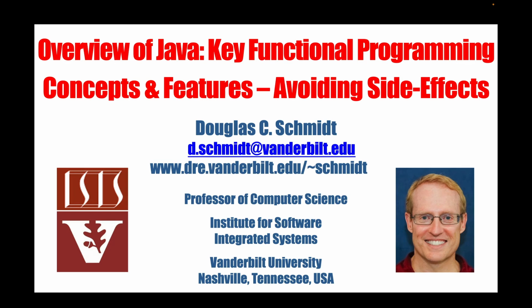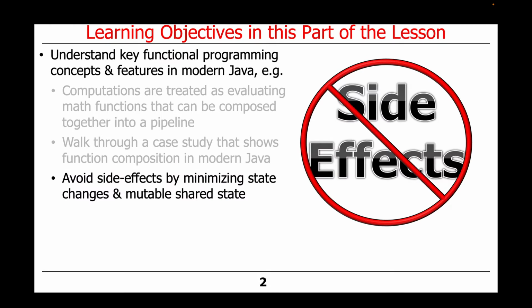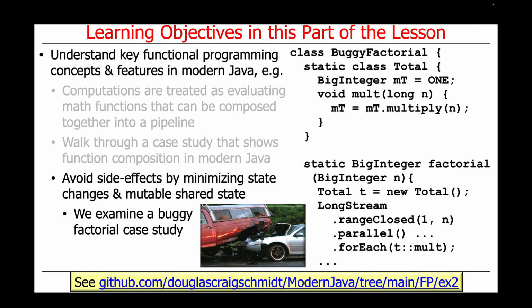We're going to continue our overview of Java's key functional programming concepts and features by focusing on the need to avoid side effects in modern Java programs. We'll do this by minimizing or ideally eliminating state changes and the use of mutable shared state. And we'll demonstrate these concepts in the context of a buggy case study that will end up multiplying and computing factorials incorrectly in a pool of threads.